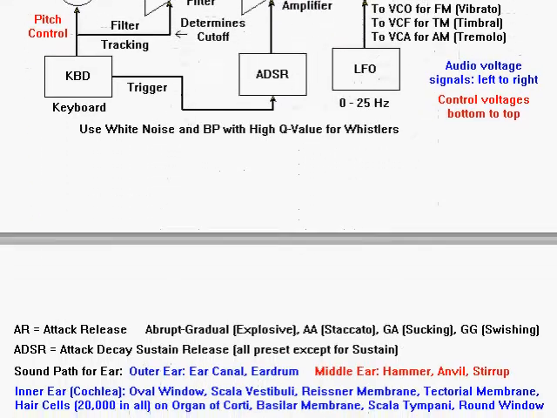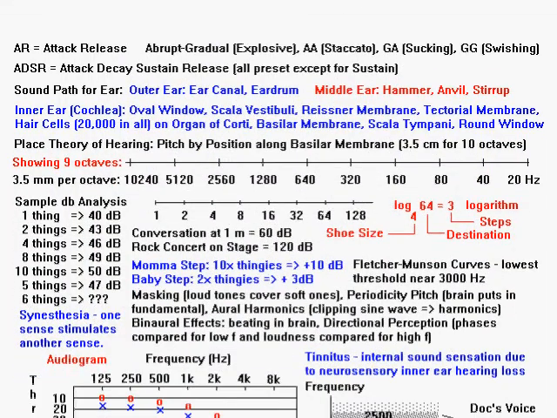So then we move on to here. It looks like we have attack release. The simple model, the two-part model of sound shaping, just has the attack and the release, and you get your standard four sounds: your abrupt, gradual, explosive sound, your staccato sound, tap tap, and your sucking sound, which has a gradual start and an abrupt end, and your swishing sound, like the ocean, the waves coming in.